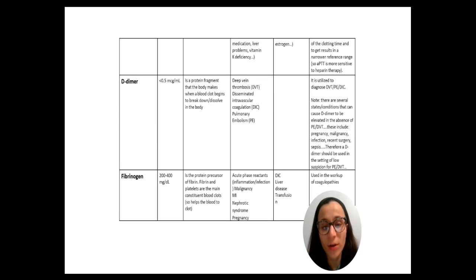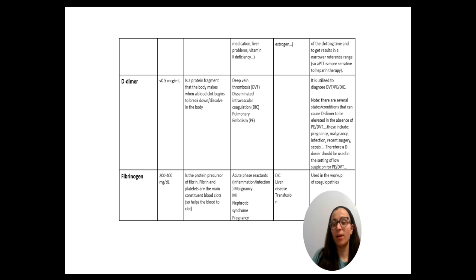So next we go on to the D-dimer. The D-dimer you want below 0.5. What the D-dimer is, it's a protein fragment that the body makes when a clot begins to break down and dissolve in the body. The D-dimer is very helpful to diagnose DVT, PE. Not diagnose it solely, but to help rule it out, to help aid in a diagnosis.